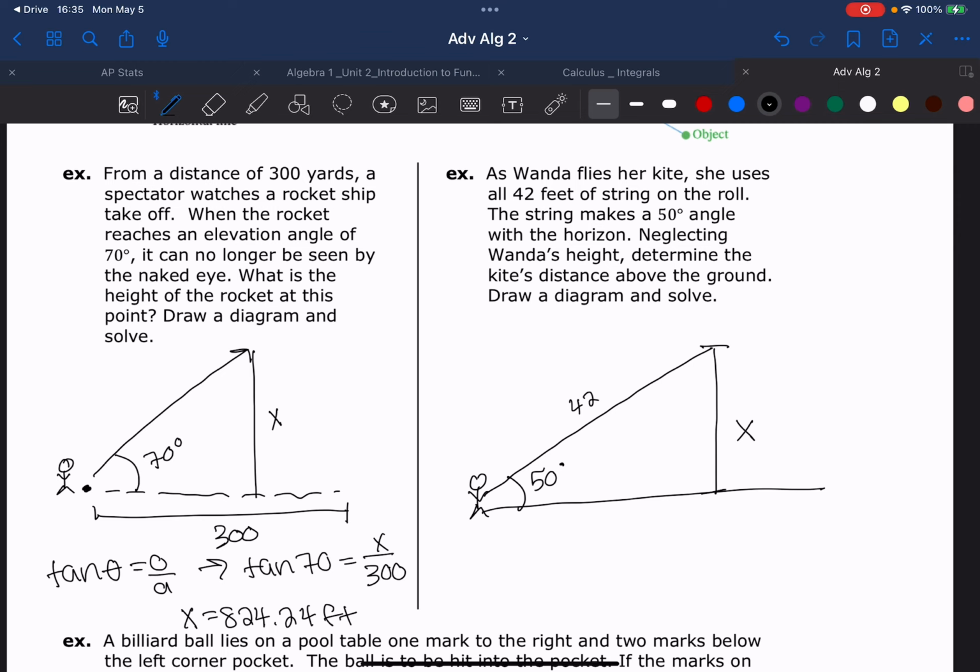So notice we're given now our hypotenuse, and we have to find our opposite side. Well, opposite and hypotenuse is sine, so sine of theta is equal to opposite over hypotenuse. So that's sine of 50 is equal to x over 42. Okay, use some algebra, plug it into your calculator. We get x is equal to 32.17 feet. So that means the kite that Wanda was flying is about 32 feet above the ground.